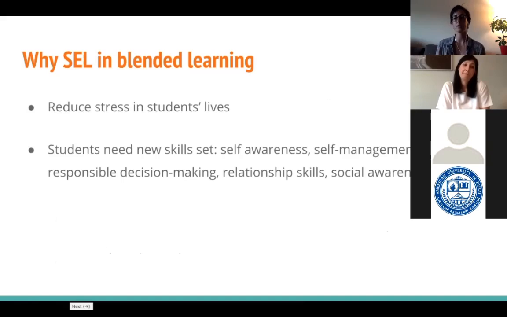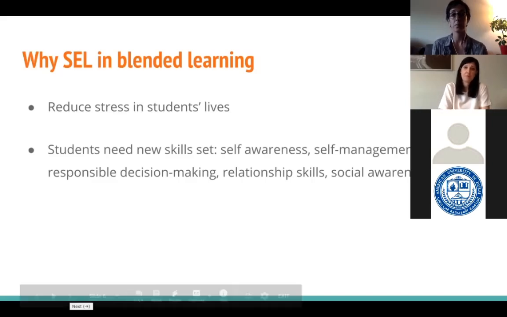And so one of the ways that social emotional learning can benefit students is that it can reduce some of the stressors in their lives. It also enables them to learn this skill set as we've talked about.